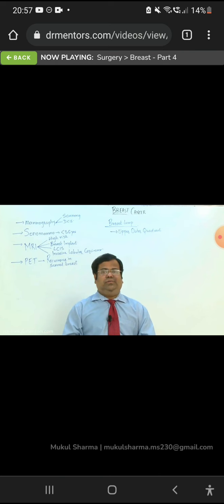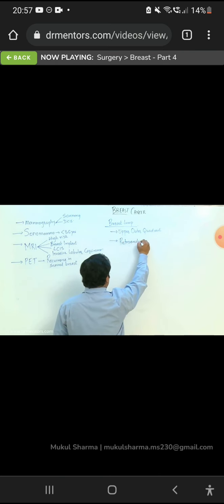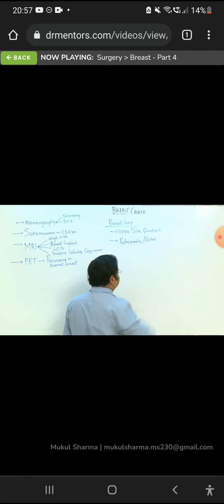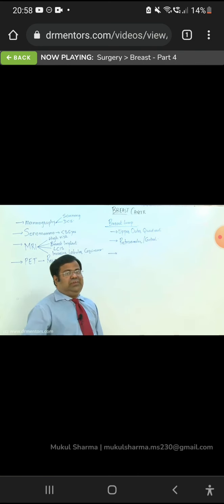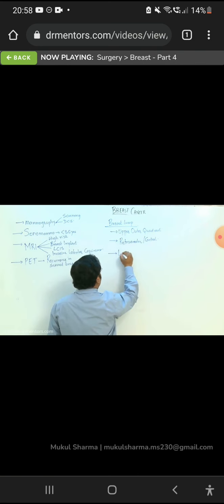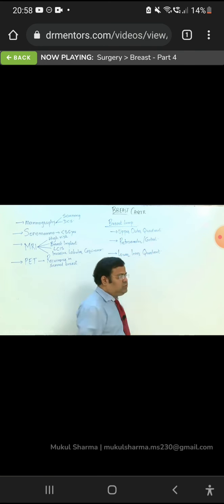Suppose in the exam they ask which is the second most common area to have breast malignancy or lump, then it will be retroareolar. It's also called the subareolar region. So behind the nipple areola region is the retroareolar. Okay, so that is the second most common place to have a breast lump. If they ask you which is the region where you will have least chances of breast malignancy, then it is the lower inner quadrant. Lower inner quadrant is the one which has the least chances of having malignancy.